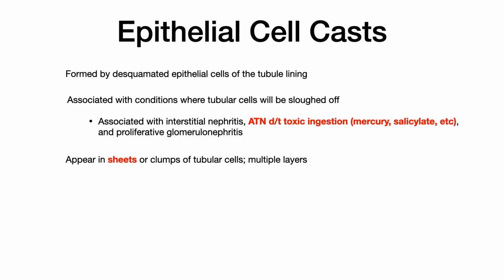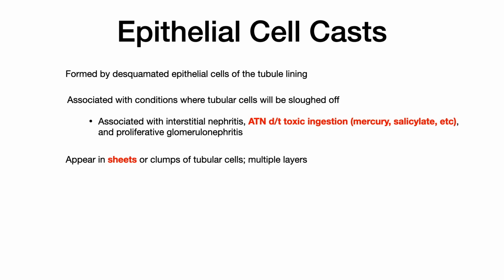So what will get you to move in the direction of an epithelial cell cast is either they're going to focus highly on a tubule injury, where again those tubular cells, which are going to be epithelial, will be sloughed off, or they're going to describe the anatomy or the form that you're seeing, and they're going to use the word sheets. So these appear in sheets or clumps of tubular cells, and they are in multiple layers. So that description is pretty unique for epithelial cell casts.